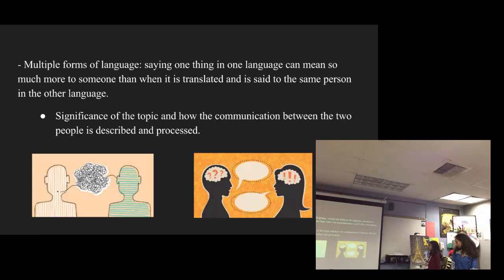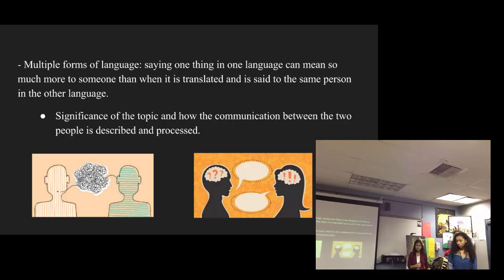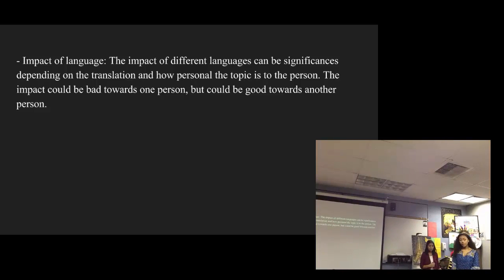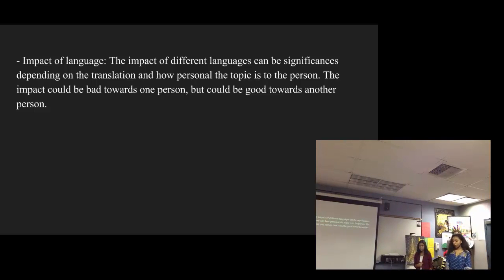And then there's multiple forms of language. So saying one thing in Spanish and then saying the same thing in English to the same person can have a fully different effect on a person in another language than it does with the other language. So saying how are you doing in English could mean a different meaning to someone if you say it in Spanish. And then the impact of language, as I said, just depends on the different languages and how it's communicated to the person and how personal the topic is to the person. So if the topic is very personal to the person that you're talking to, it's going to mean a lot more to him or her than a topic that is not personal to the person.